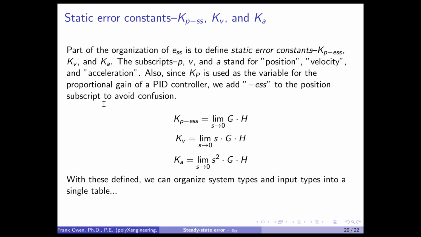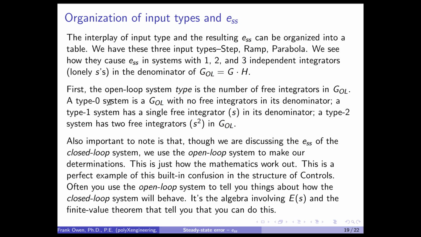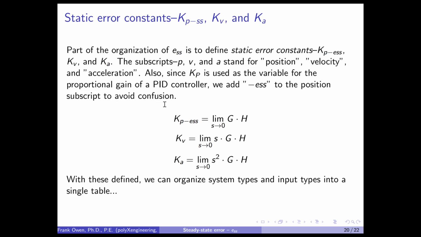And where we are with this topic right now is we're organizing this so that it's easier for us to come back to and actually discover what the steady state error is by using tables to evaluate it. I've already mentioned, I think in the last slide, that the type of the system is applied to the open loop system, not the closed loop system. And it's the number of free integrators in the denominator of the open loop transfer function. So that needs to be remembered.